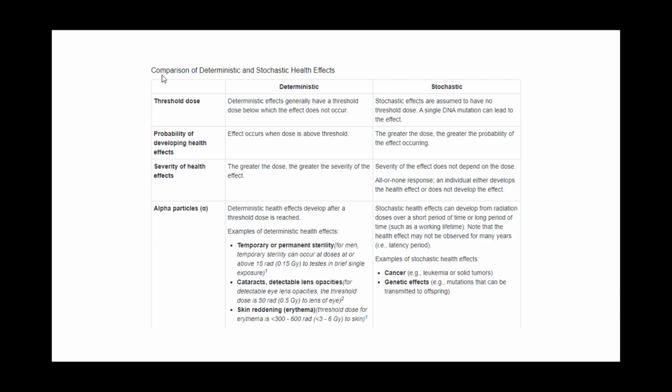Previously we used the word determined for deterministic. Let's use the word probability for stochastic. So when we talk about stochastic, we're talking about the probability of something happening. Either it will happen or it will not. Take a moment to read this chart and look at the probability of developing these health effects and the severity of the health effects using ionizing radiation and alpha particles.